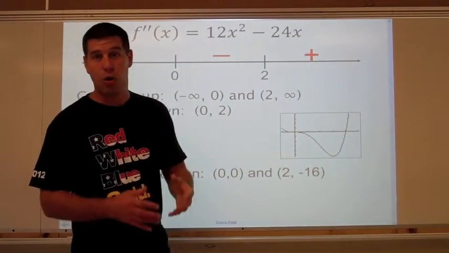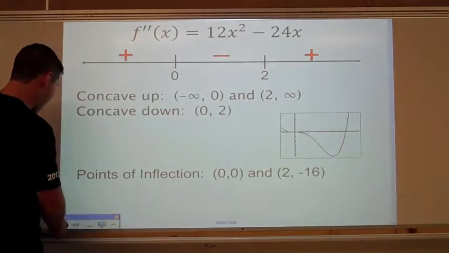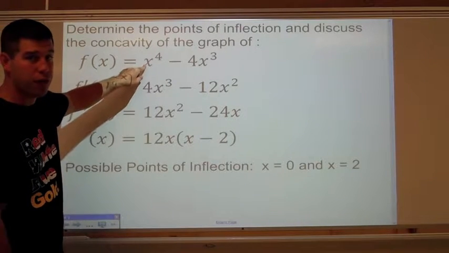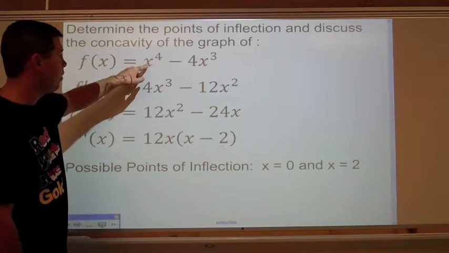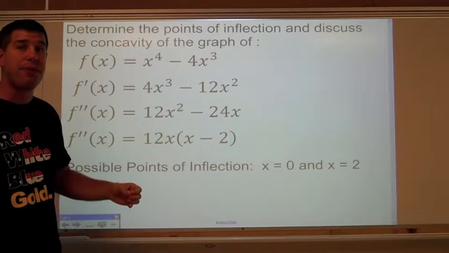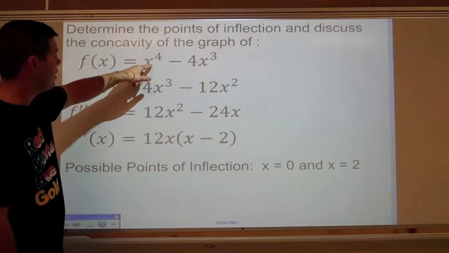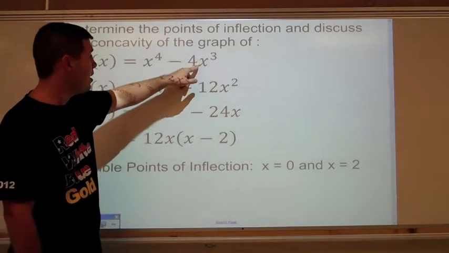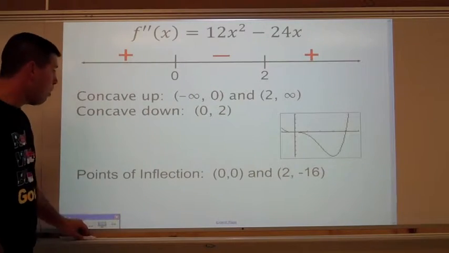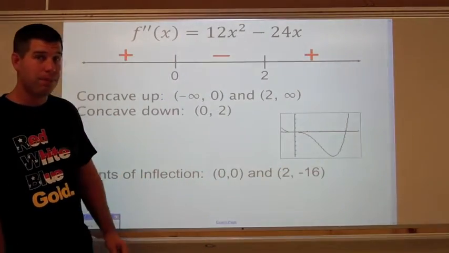So in order to find the actual point of inflection, you need an x and a y value. So you go back to the original function to get your y value. 0 to the 4th minus 4 times 0, you get 0. So (0, 0) would be one point of inflection. And then you plug in 2: 2 to the 4th is 16, minus 32, you get negative 16. So points of inflection are at (0, 0) and (2, -16).